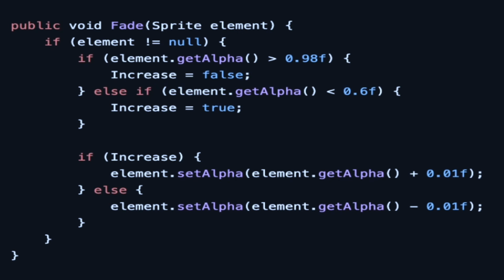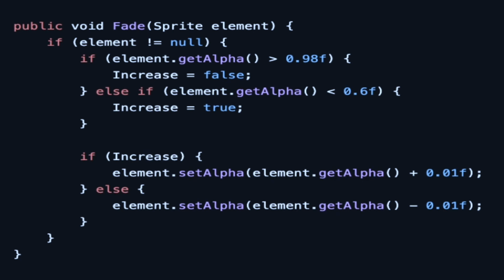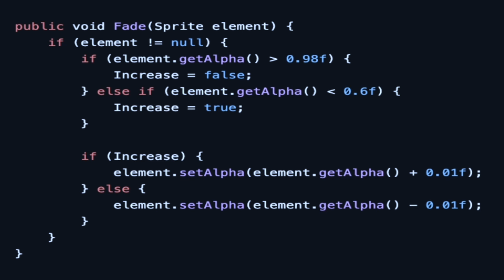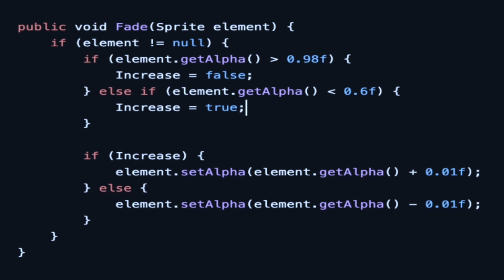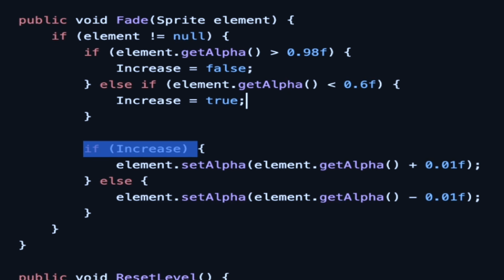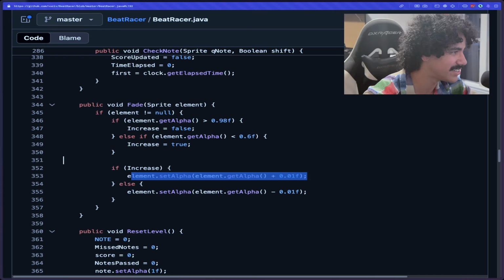So this is for taking in a sprite and fading it out. I guess this runs on every tick. And so if the alpha is at 0.99, we stop increasing it. Otherwise, if it's less than 0.6, we're gonna continue to increase it. And if we set increase to true, we go up. Why did we not just do this here?